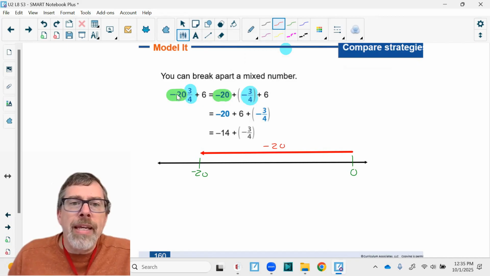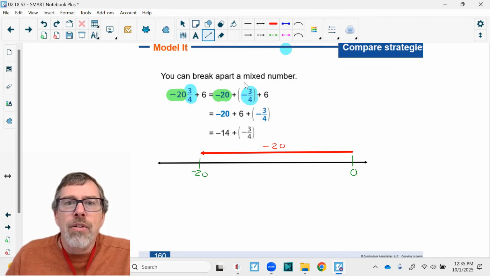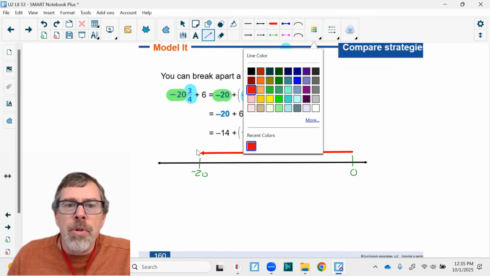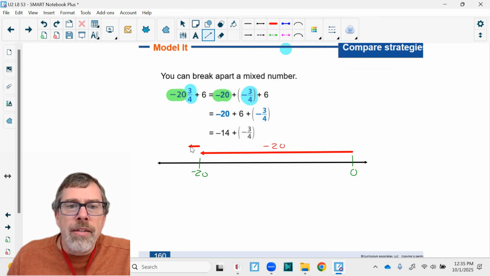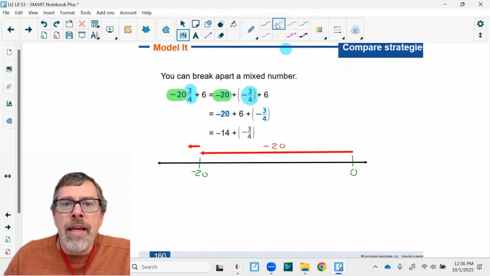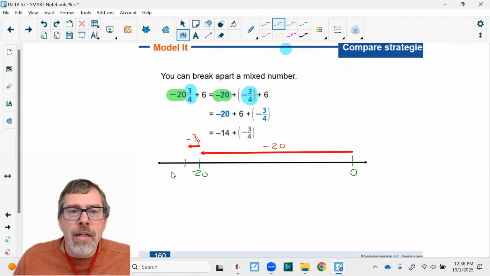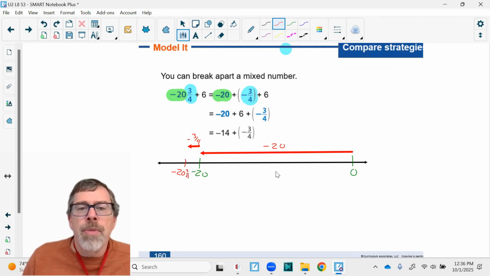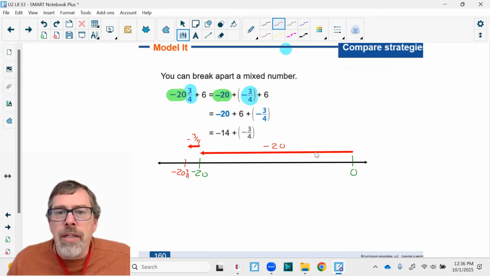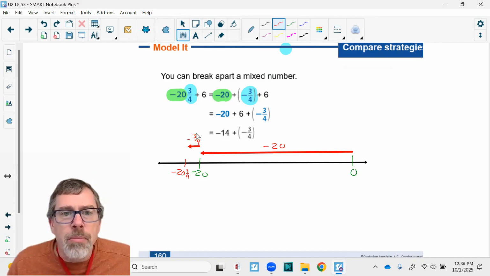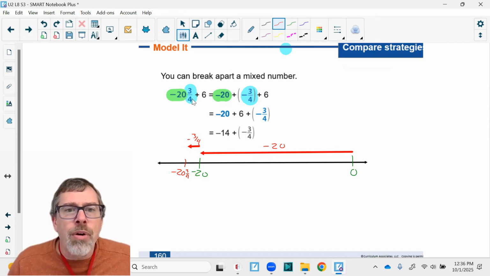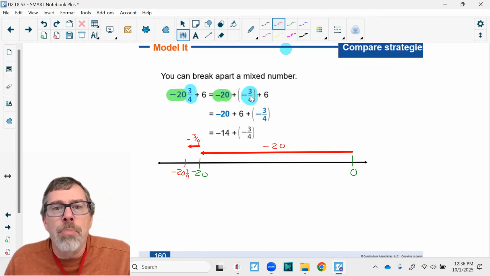Well, this says negative 20 and 3/4. So the 3/4 is also negative. So we need to draw another line on the number line that is a much shorter distance. And that distance there is negative 3/4. So the total would be negative 20 and 3/4. The integer is negative 20, and the portion that we're adding to that is another negative 3/4. So negative 20 and 3/4 is a negative 20 plus a negative 3/4. A lot of students get confused, thinking it's negative 20 plus 3/4.